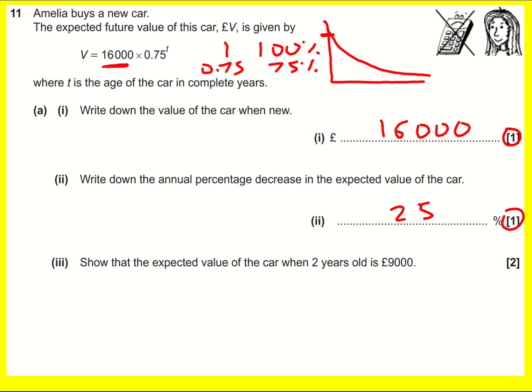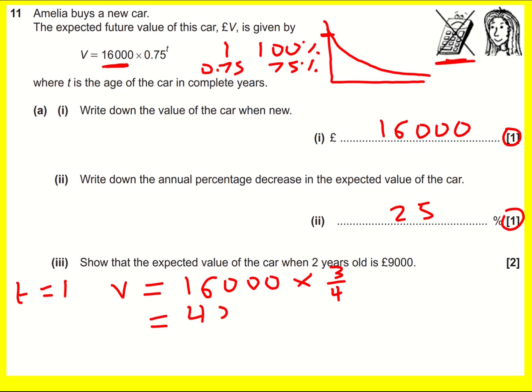Finally, show that the expected value of the car when 2 years old is 9,000. Well, here, we have to do this without a calculator, remember? So if t is 1, then I'm going to get that v is 16,000 times 0.75. Now I'm going to use a little trick and change that to 3/4. It's a bit easier to times by fractions. So I can find a quarter of 16,000 first, and that's going to be 4,000. And I can times that by 3, and that's going to be 12,000.